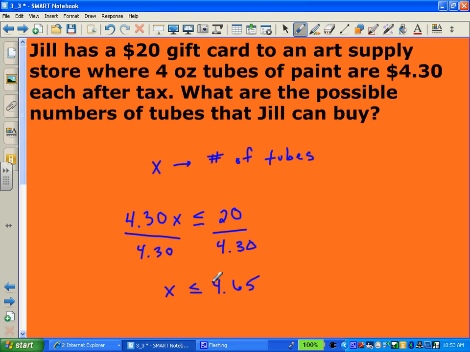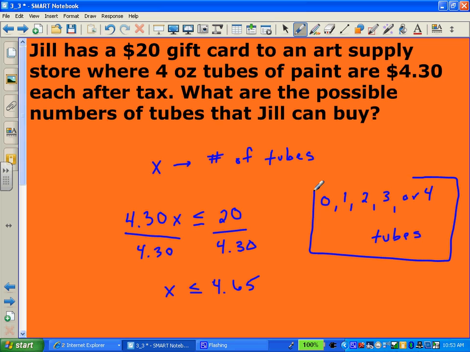Now does it make sense to you that she couldn't buy 0.65 of a tube? I think the art supply store might get kind of mad if she chopped off part of the tube and tried to buy it. So really, she can only buy 0 tubes if she wants, 1 tube, 2 tubes, 3, or 4 tubes. She can't buy 5 because she'll run out of money. So our answer here would be 0, 1, 2, 3, or 4.